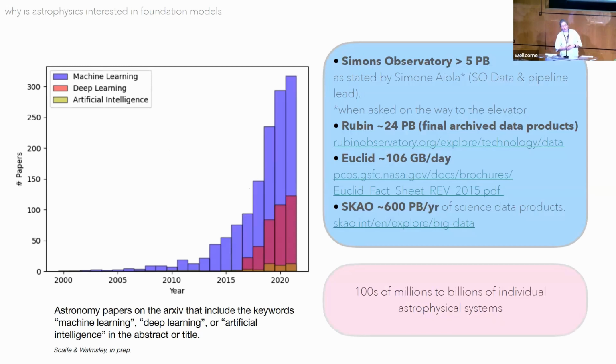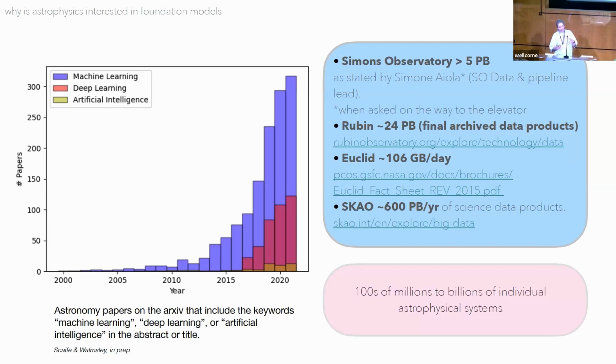Specifically, we work mainly towards the Square Kilometre Array Observatory, the SKAO, which in a few years is going to be taking about 600 petabytes of data per year, and has an expected lifespan of 50 years. So you can quickly imagine how much data that becomes. And within those data, there are, of course, hundreds of millions to billions of individual astrophysical systems that then need to be categorized and analyzed.